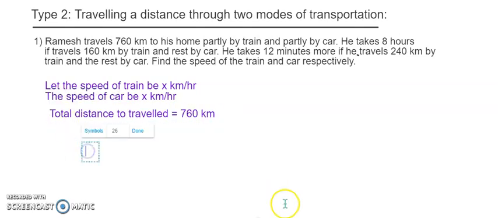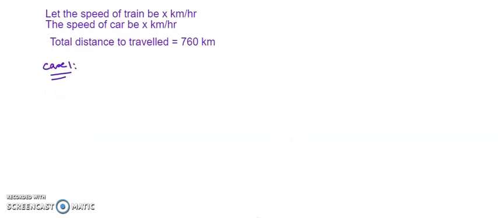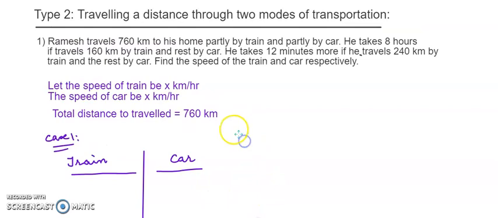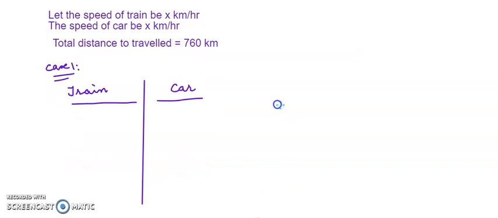Okay, now case 1. Now I'm going to split it like this so it's easier for us to keep a check on what is what. What I mean by that is I'm going to say the person is traveling by train and car. I'm just taking it like this. Now, if you go back to the question, the distance traveled in the first condition is 160 kilometers by train and the remaining by car. Okay, so let's write down the distance traveled by train.